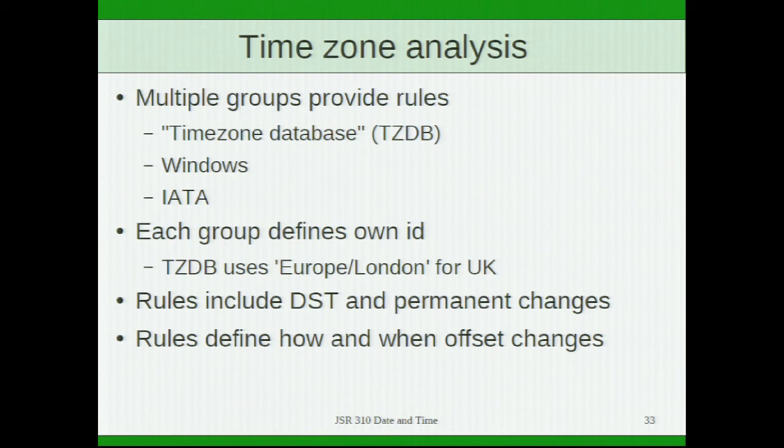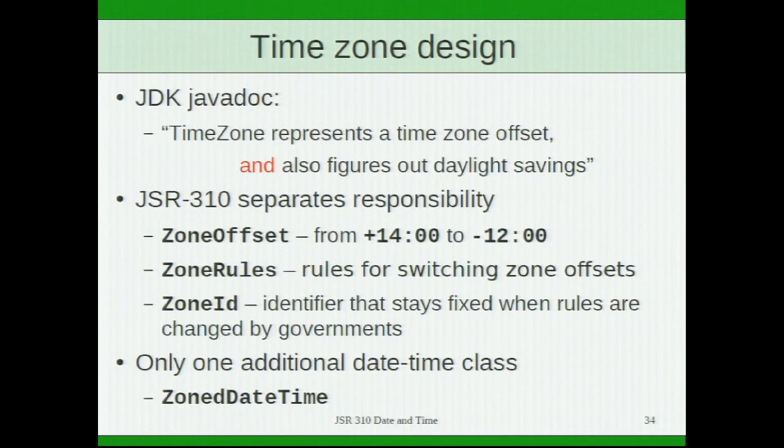So if you ever use time zones in Java, you're actually using the time zone database, which is, I think, the same one that's used in all the Unix stuff as well. If you have a look at what the JDK does, it has this class TimeZone, and this says it represents the time zone offset and also figures out daylight savings. So this is an example where the Javadoc is telling you this class is doing two things. So what we're doing here is separating out the responsibility into two separate classes.